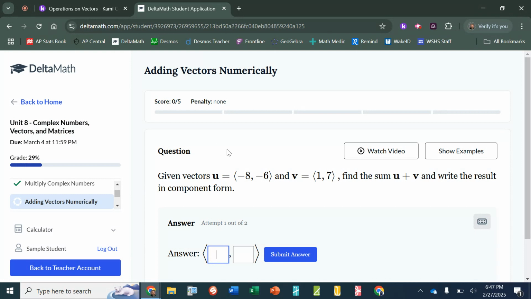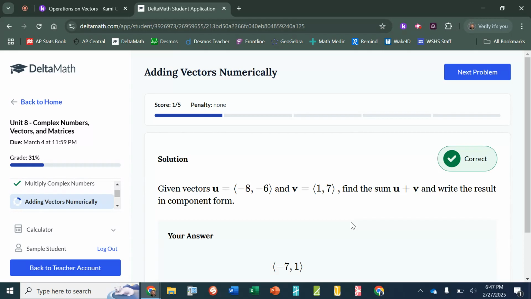So it says given vectors u, and it defines the vector in component form for me, -8, -6, and v, 1, 7, find the sum u plus v and write the result in component form. So basically it's just asking us to add these two vectors here. It wants us to find the sum u plus v. So we're going to take -8 plus 1, which gives us a -7. Then we're going to take -6 plus 7, because those are the corresponding components, and that'll leave us with +1. And then we'll submit our answer, and there we go.